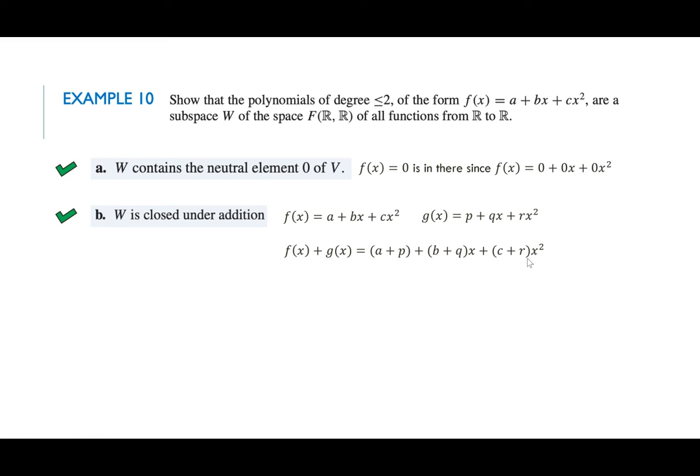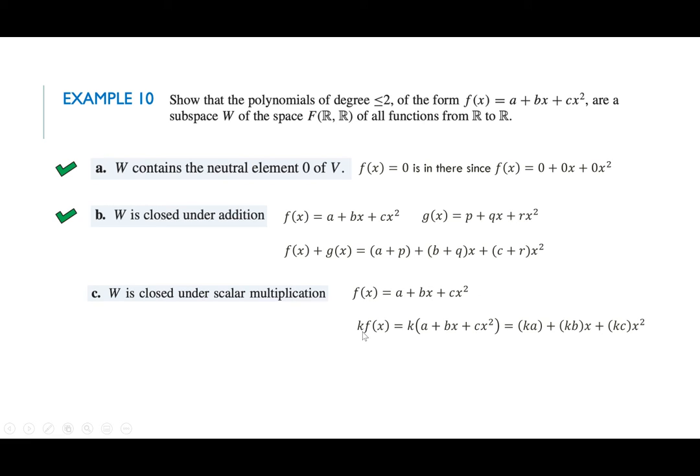That's good. What about scalar multiplication? If we take a polynomial of this form, we scale it by some number k, do we still get a polynomial of this form? Heck yeah. K times a function, distribute it through. Look, we got a polynomial of that form. It's a polynomial of degree 2 or less. There we go.